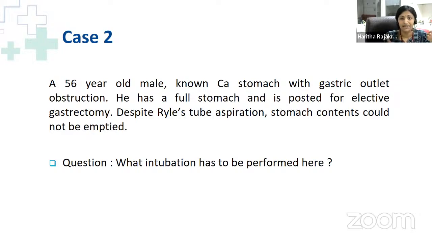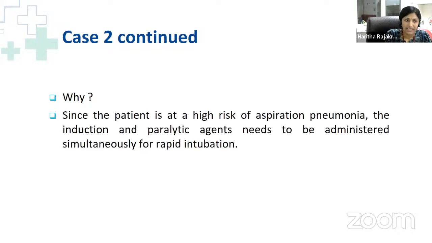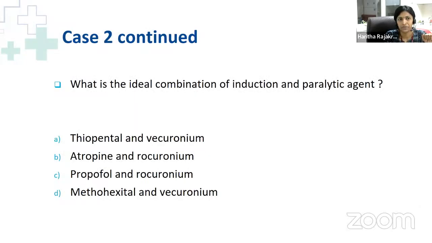So if you said standard intubation, you're wrong, because standard intubation has a higher risk of aspiration, and the patient will face aspiration pneumonia, and that's going to be catastrophic. So here, since the patient has a full stomach, we need to perform rapid sequence intubation. Why is that? The patient is at a high risk of aspiration pneumonia, and the induction and paralytic agents need to be administered simultaneously for rapid intubation.